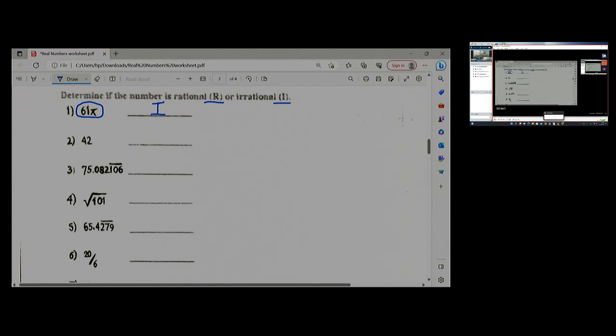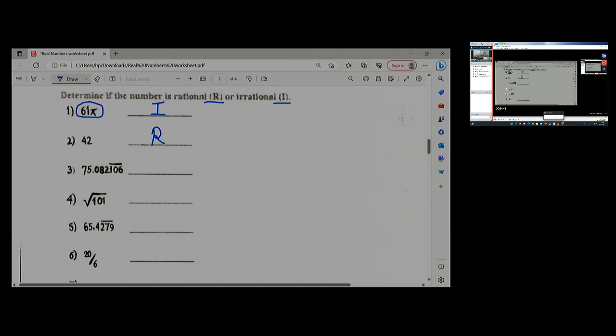Student number 3. Okay. What is this 42? What kind of number is 42? Can you speak properly? Okay, rational number. Good. Understand? Because it is a natural number.